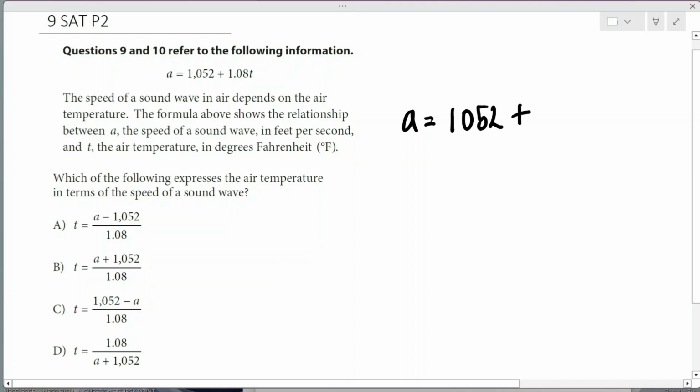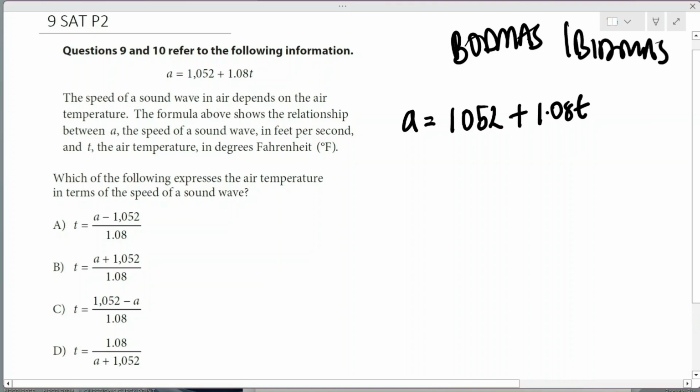1052 plus 1.08 T. In a situation where you have to make a particular value the subject of a formula or the subject of a relation, you most times get to do the inverse of BODMAS. Let's say this is your BODMAS. Some call it BIDMAS. If we break this down, this constant is linked to this other value by addition. This 1.08 is linked to this T by times.